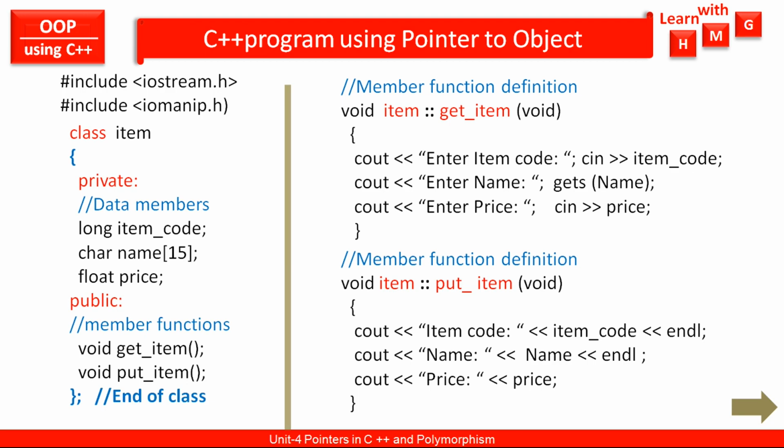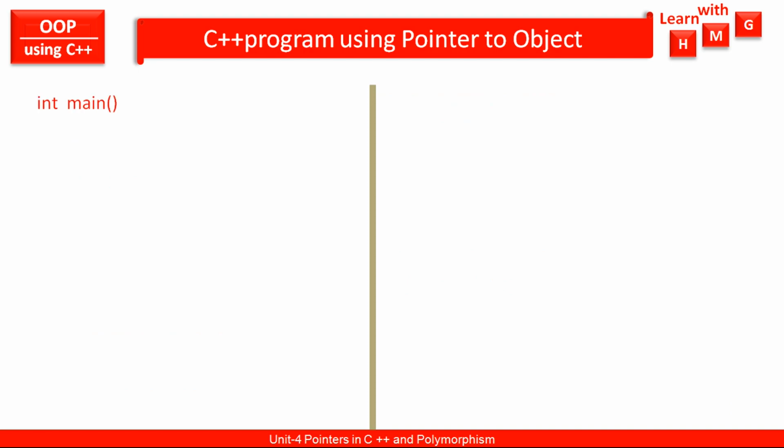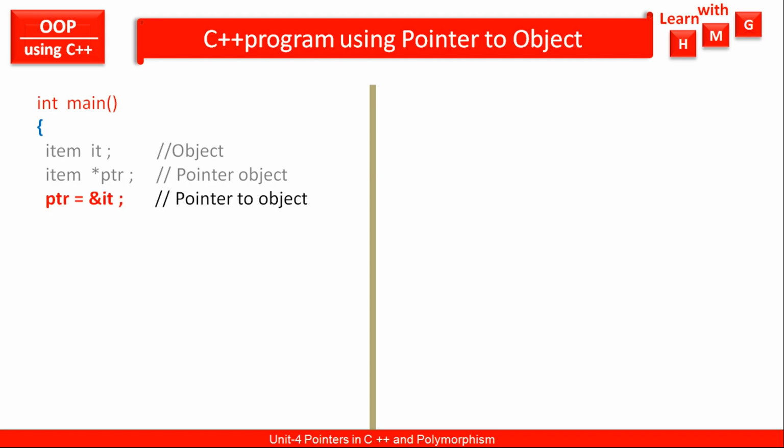Let us go for the main function of the program. So int main, that is the main function. First of all, I will create an object IT of the class item. Then I will create a pointer object of the class item, that is item star ptr. So I have declared the pointer, that is the pointer object.